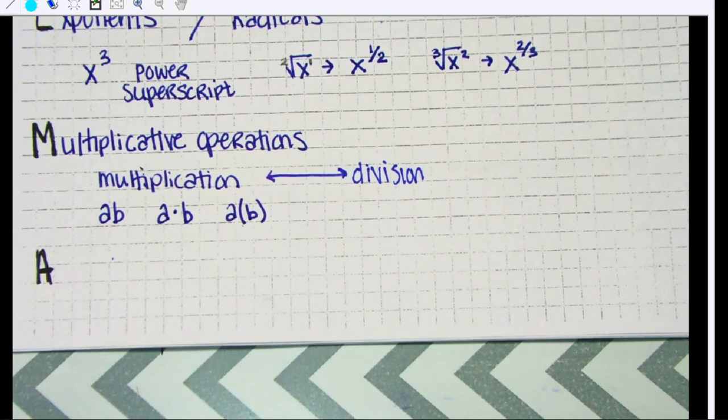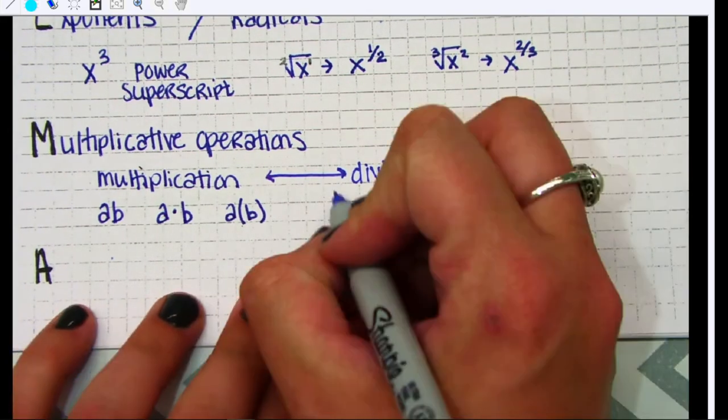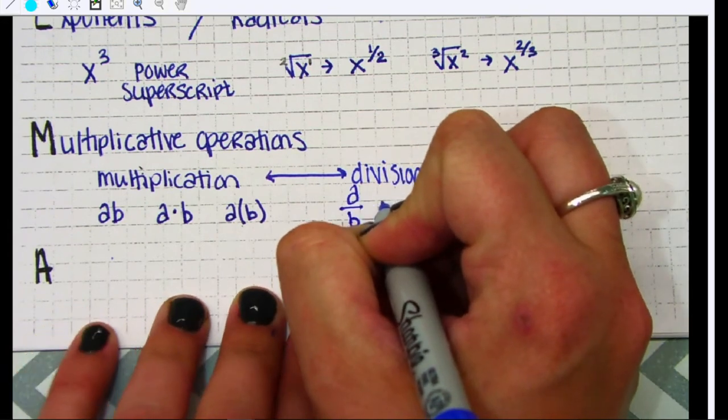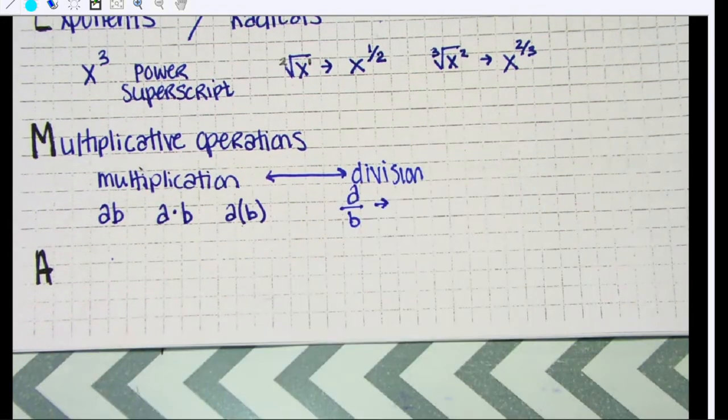Multiplication, remember, is AB, A dot B, A parenthesis B. You can turn any division problem into multiplication. So if we have A divided by B, how can we turn that into a multiplication problem and still get the same outcome as A over B?